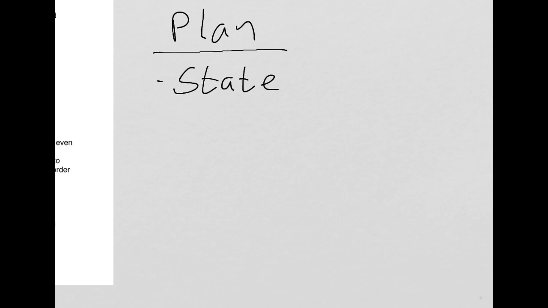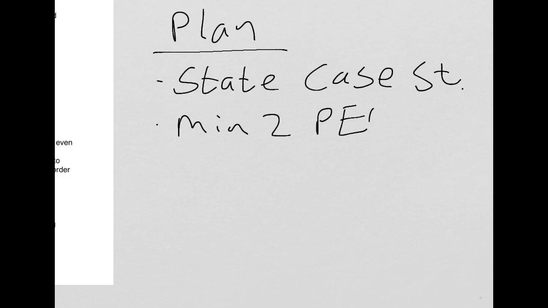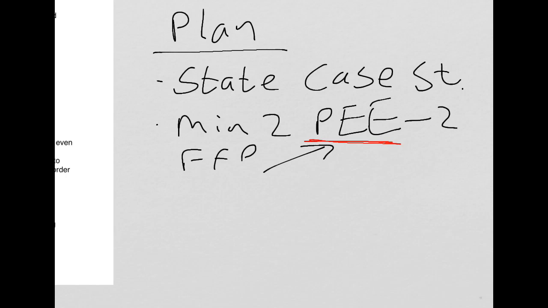and think about what that means for us, and we try to write an essay plan, the first thing that we would want to do is state our case study. So say that we are looking at the Titanic Quarter development, which is in Belfast. I would choose a minimum of 2 PEE statements which explain how the inner city area is being improved, and I would look to have at least 2 fact, figure, place built into those 2 PEE statements.